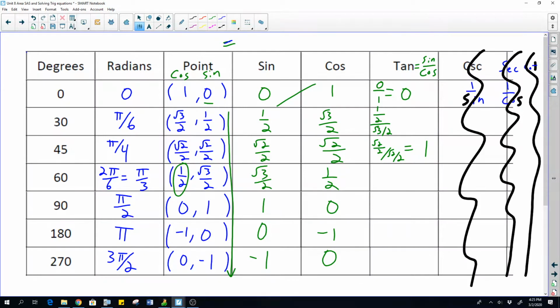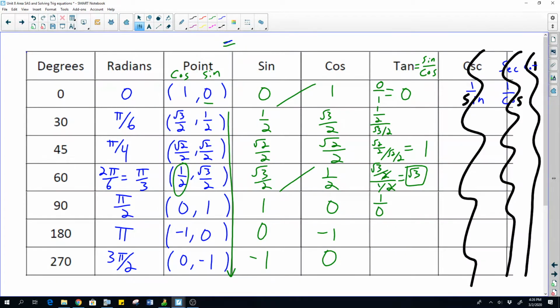Good. Then the next one is radical 3 over 2, all divided by 1/2. Again, we're just doing sine over cosine. Now our 2's are going to cancel, leaving us just with radical 3 over 1, which is just radical 3. Nice. Okay, so then we got the next one.